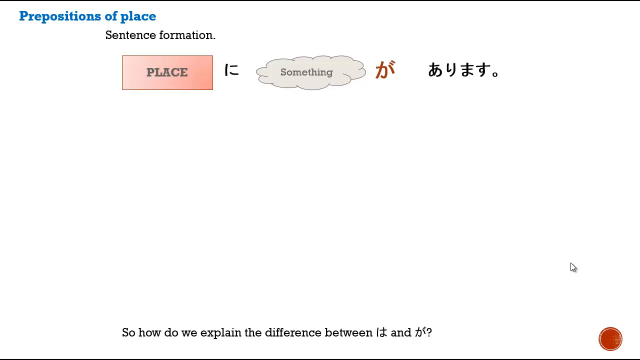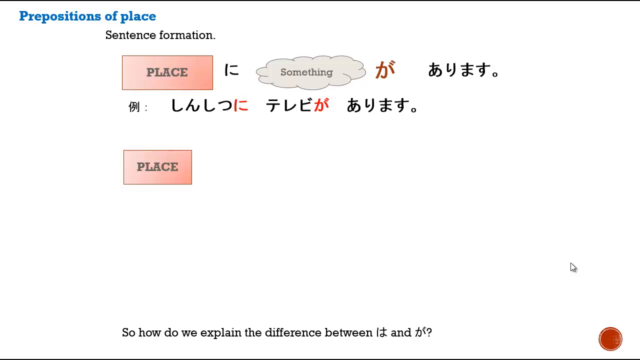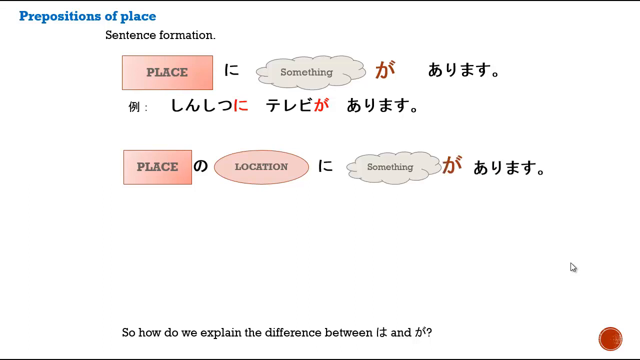Okay, now this is a very general organization of the sentence. An example would be, Shinshitsu ni terebi ga arimasu. So, I have a television inside my bedroom. If we want to be more specific about the location of that TV, for example, we would need to say place no location. So that's our preposition. Ni something ga arimasu or imasu. An example of that would be teburu no ue ni kudamono ga arimasu. So the translation would be on top of the table there is some fruit.